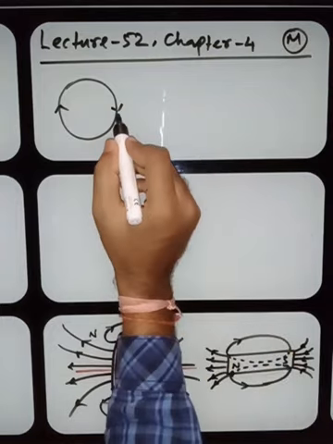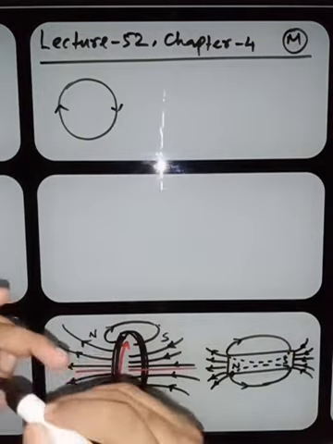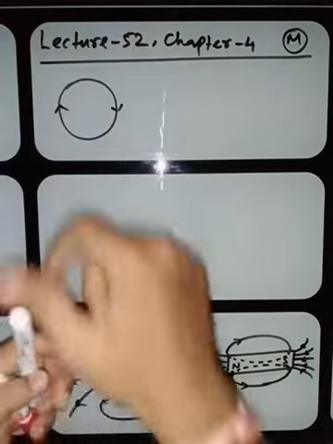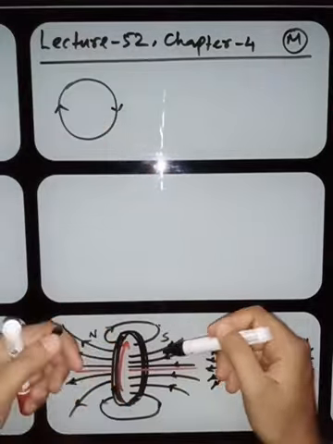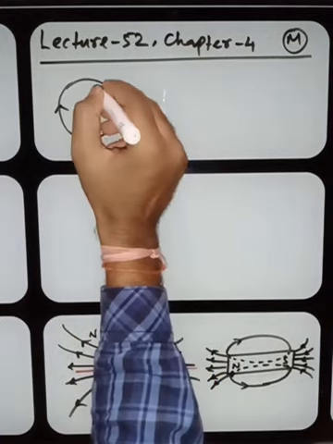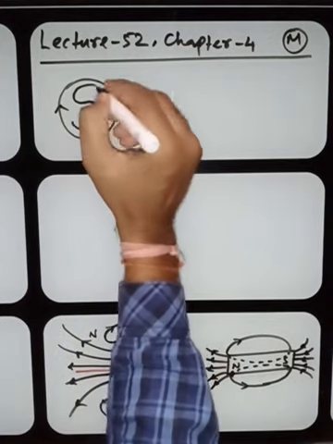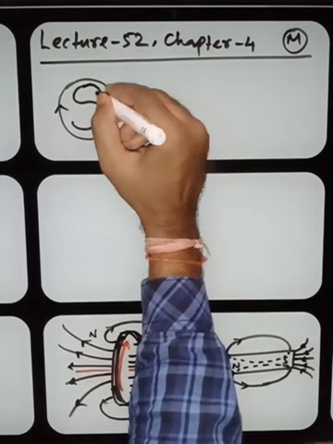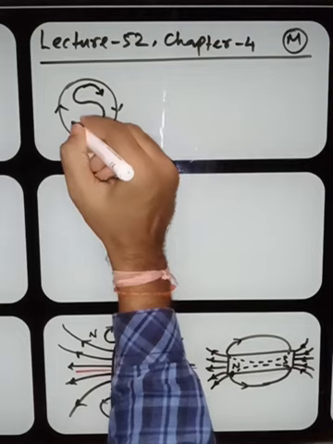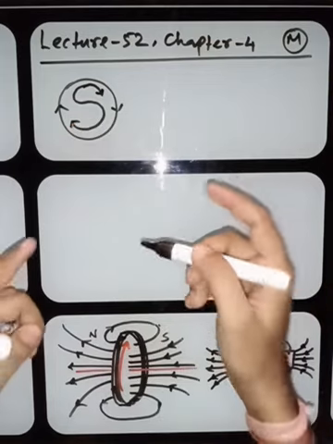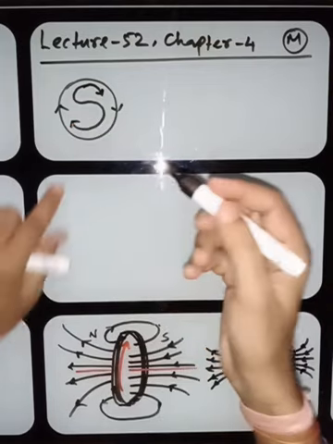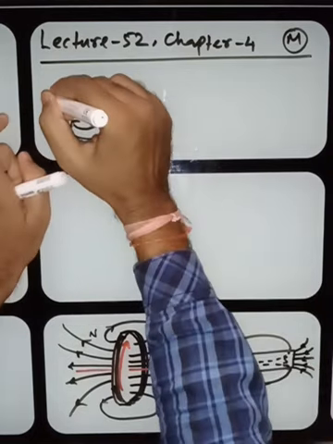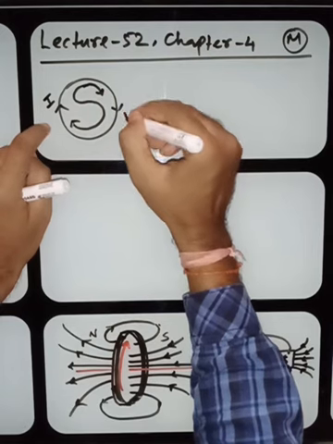Now if current is moving in this direction, the magnetic field lines go in, and the face into which the magnetic field goes is called the south pole. So let me write S here for the south pole. After writing the S, you can make the arrow at the end of this letter, and you will find that this arrow obeys the direction of current, which is similar.